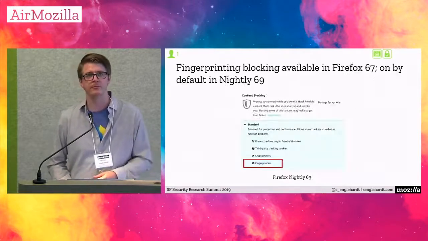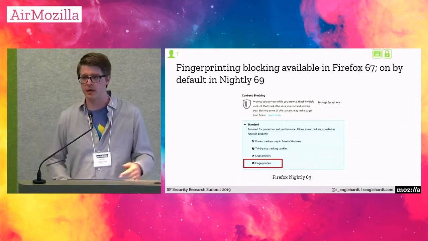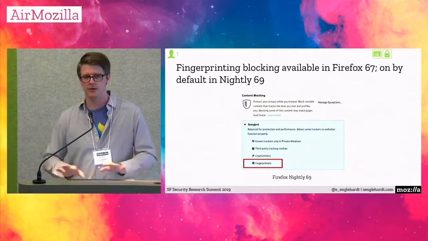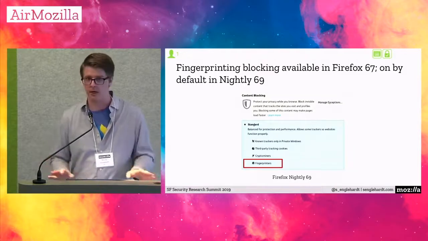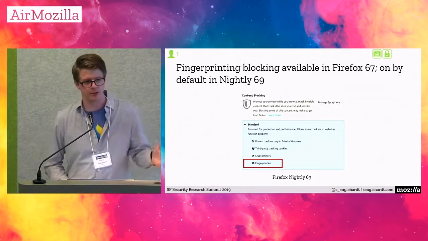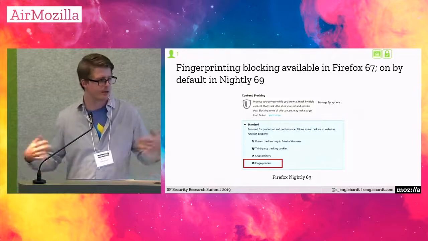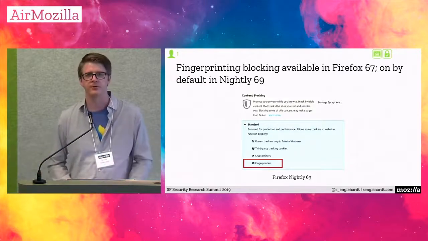So we want to do something about that, even if we can't fix all the fingerprinting that's happening on the web. And so what we've done is we have fingerprinting protection now built into content blocking, which is our general kind of blocking tracking cookies feature. And it's available in Firefox 67, which just shipped to users, but it's also on by default in Firefox Nightly, like I mentioned. If you use Nightly, you can see the coolest things that we're doing.